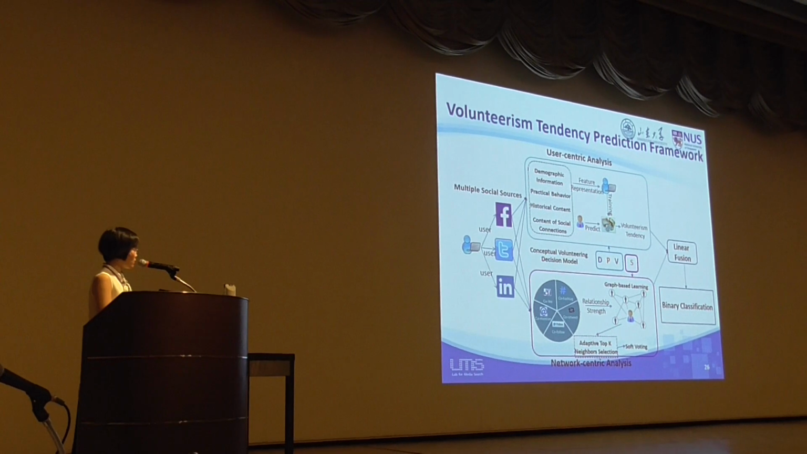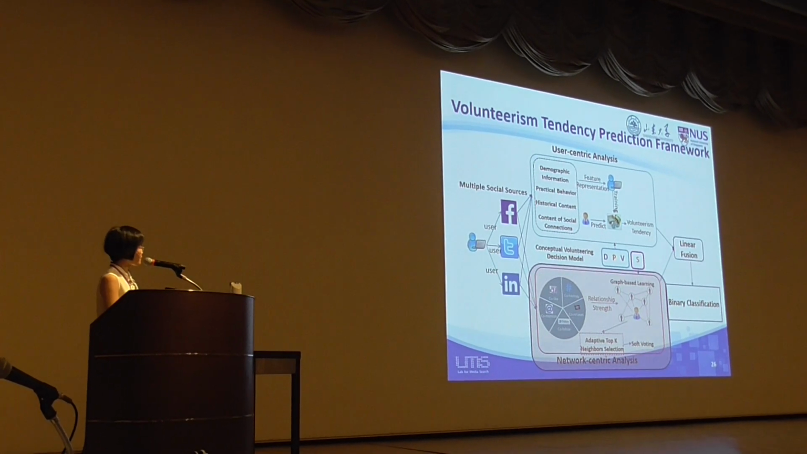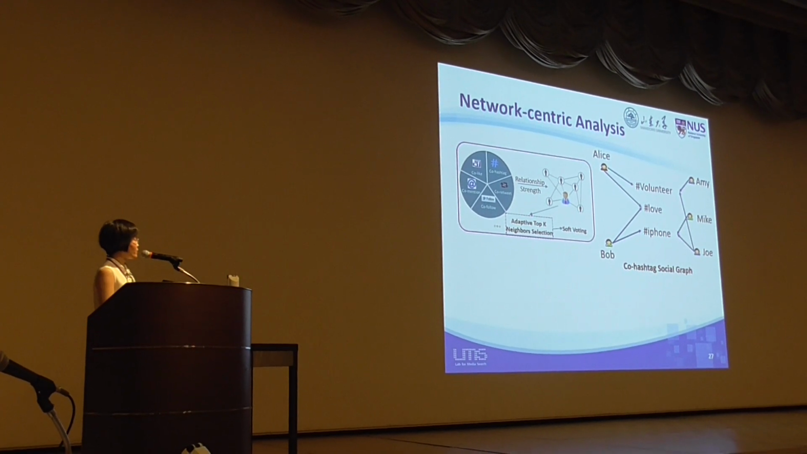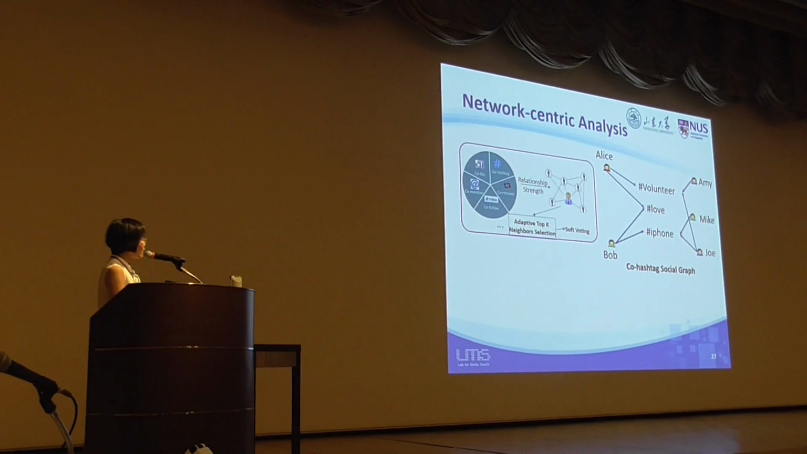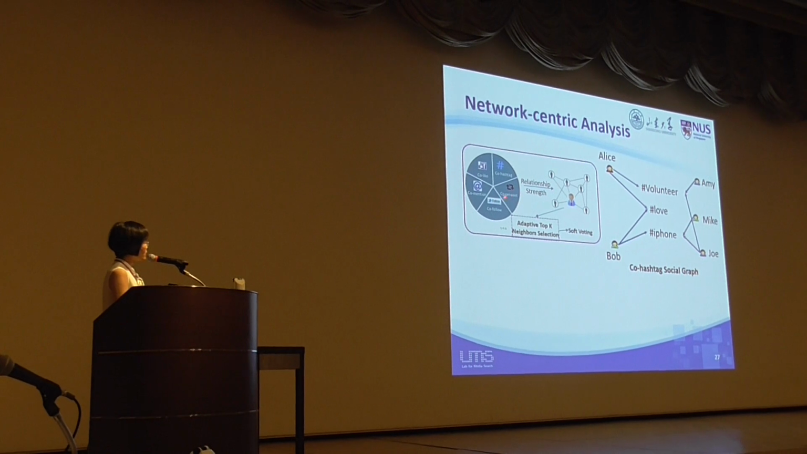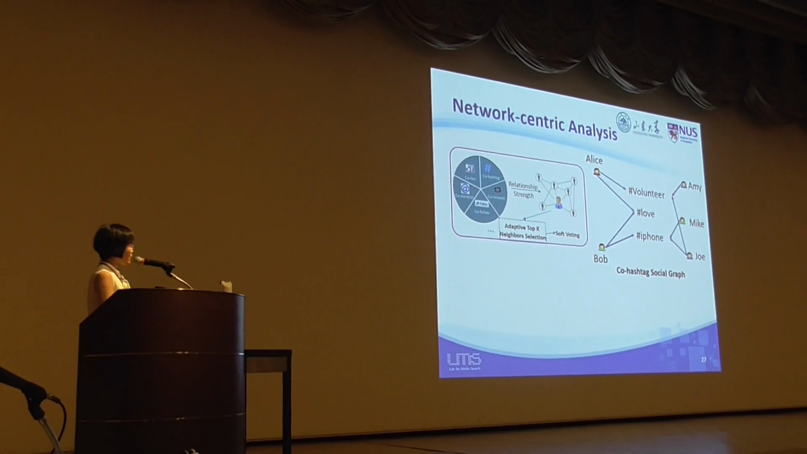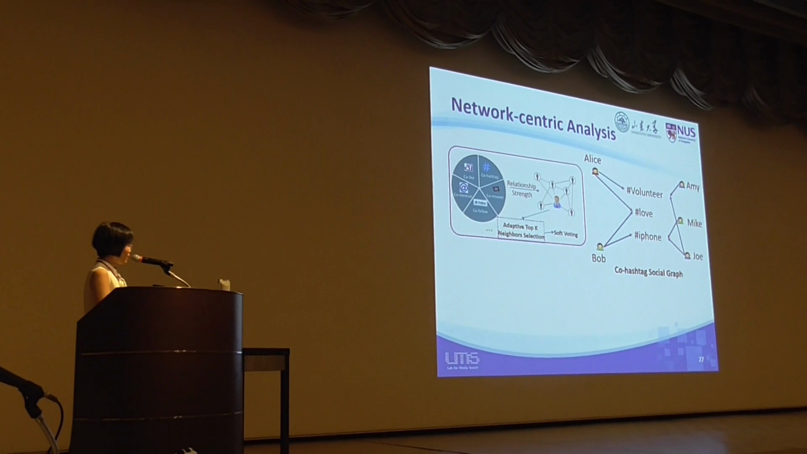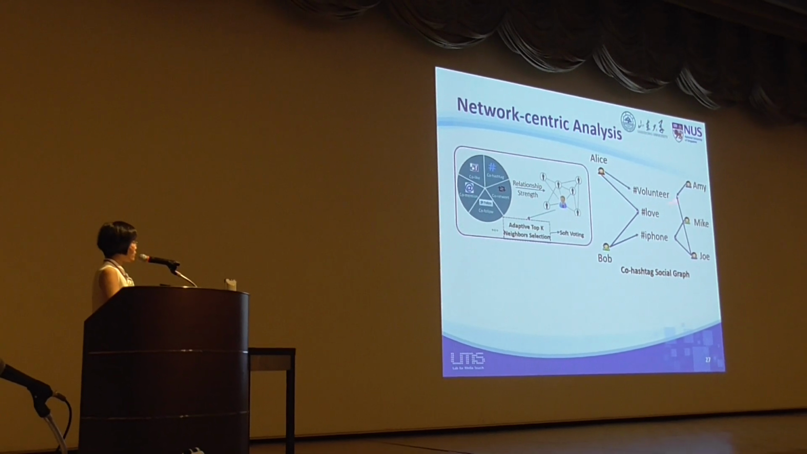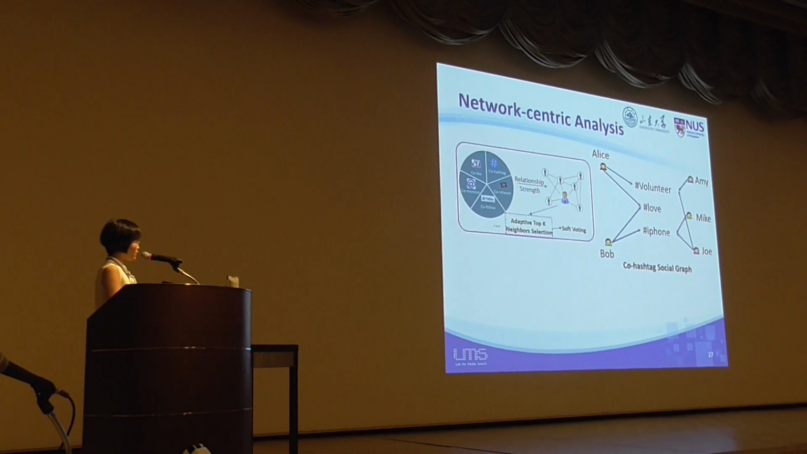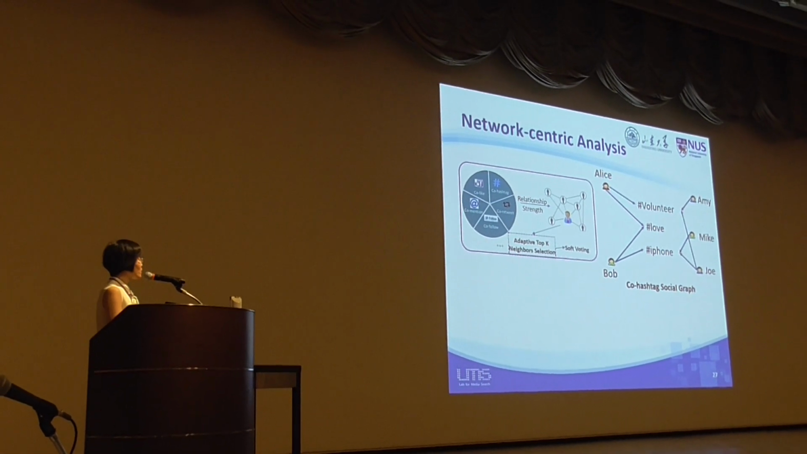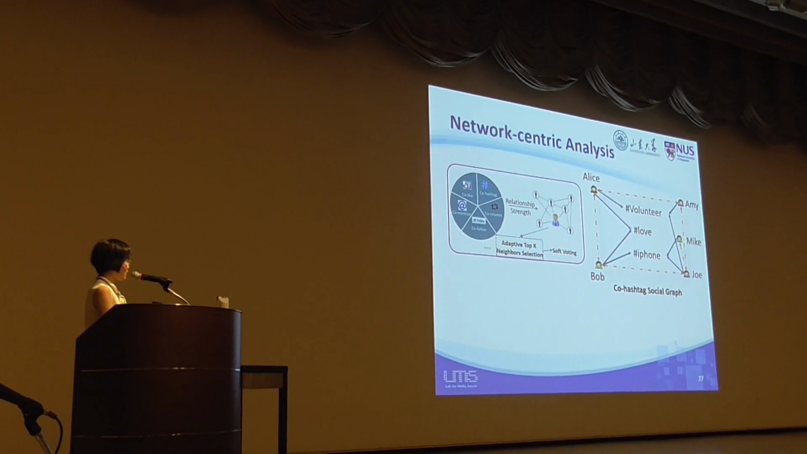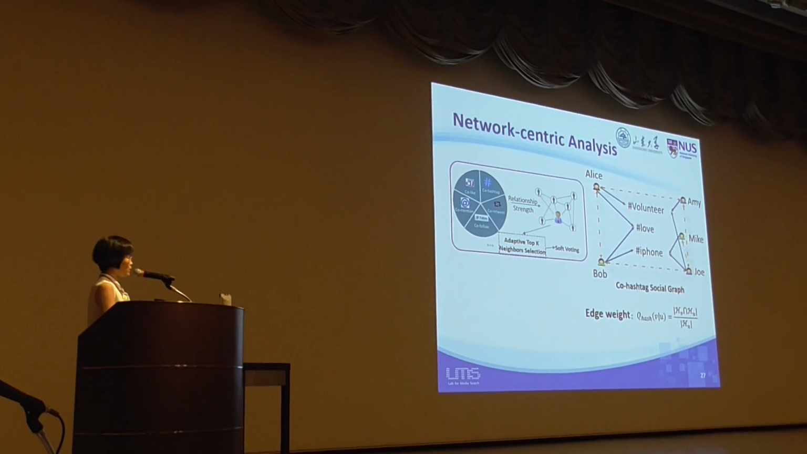Another one is the network-centric analysis. This models the social pressure factor. Here we study 5 kinds of social connection: co-hashtag, co-retweet, co-follow, co-mention, and co-like. Here, I just illustrate a co-hashtag social graph. Alice and the boss both discussed the topic of love. Although they didn't follow each other, there should be an implicit connection between them. So we construct a social graph for them, and the edge weight is defined by the percentage of the overlap.